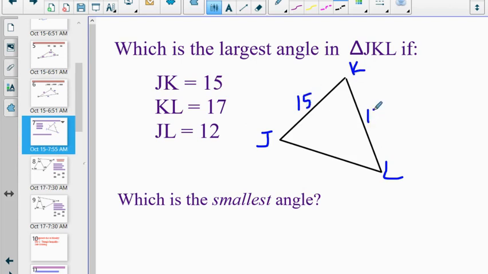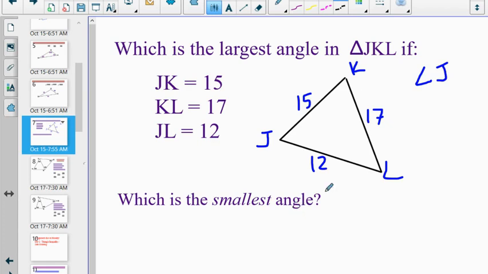KL is 17. And JL is 12. And now that I've got this to look at, it's easy for me to figure out the largest angle, even though I just kind of drew it without thinking too hard about it. The largest angle is opposite the longest side, 17. So the angle that's opposite that, call it angle KJL, call it angle LJK, I'm just going to call this one angle J in this case. That is the largest angle.